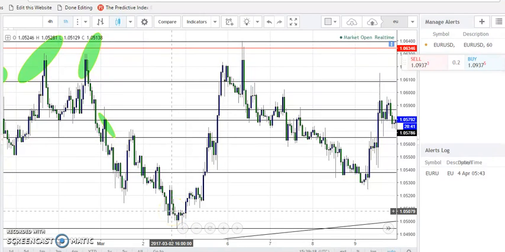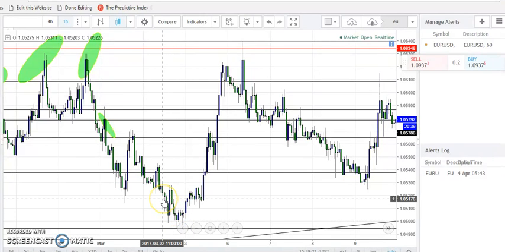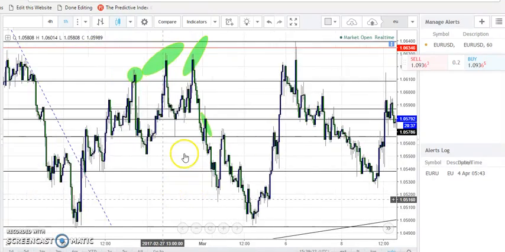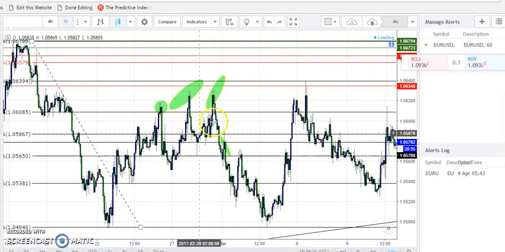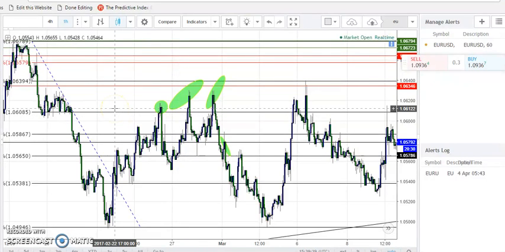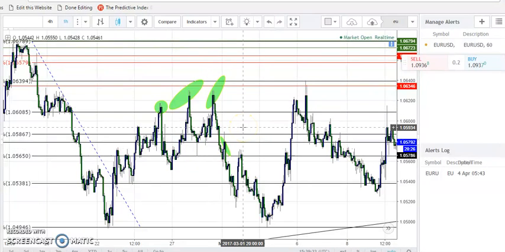But we'll go through getting into your orders and everything in another video. That's just how you draw Fibonacci, and that's what you look for when the market starts to pull back. Look for bullish or bearish engulfing patterns to get back inside the current trend.